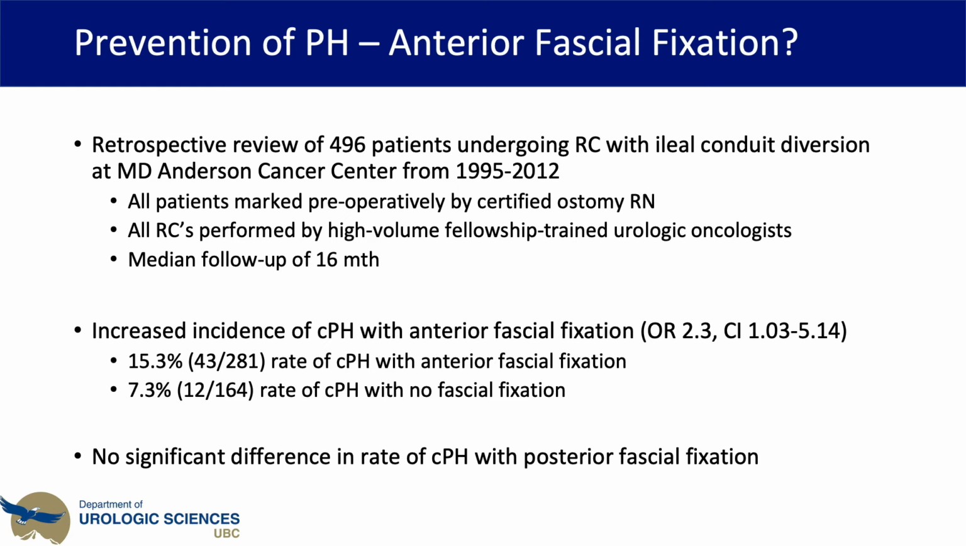For what it's worth, they did look at patient and disease characteristics between the different groups who had different types of fixation or no fixation, and they were not significant. What they found is an increased incidence of clinically detected parastomal hernias with anterior fascial fixation, their odds ratio being 2.3. So a 15.3% rate of parastomal hernia in the cohort with anterior fascial fixation, and 7.3% in those without fascial fixation.